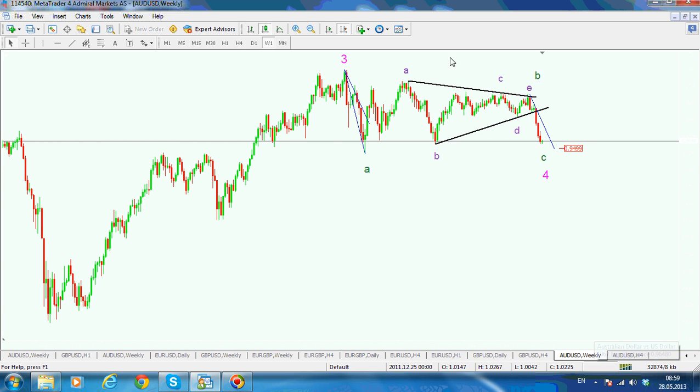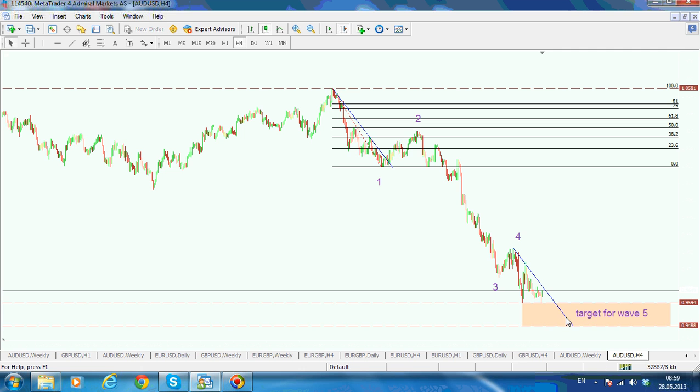And why not? So I will still be looking on the long side, or better said, I would be cautious on the short side once this target is going to be touched.